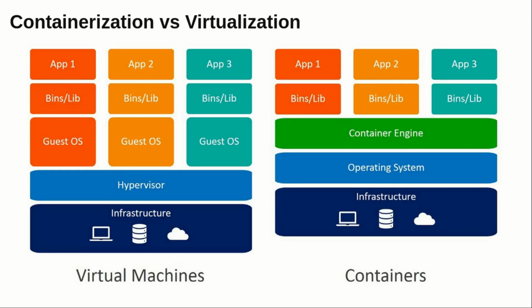Now here is the difference between containerization and virtualization. Here you can see that in virtual machines there is an infrastructure, meaning a machine that has some resources in it like RAM, CPU, and hard disk. After this infrastructure, here is a hypervisor. So what is a hypervisor? Let's move to the next slide.